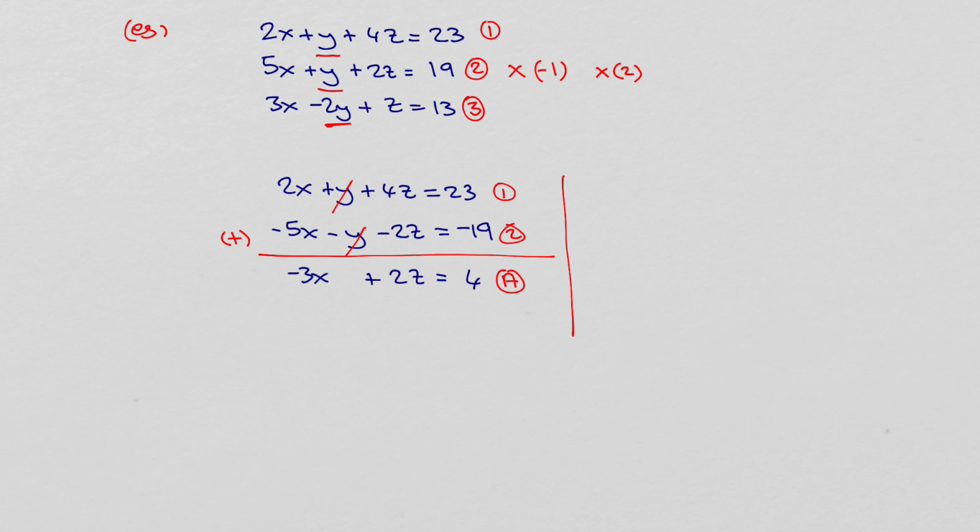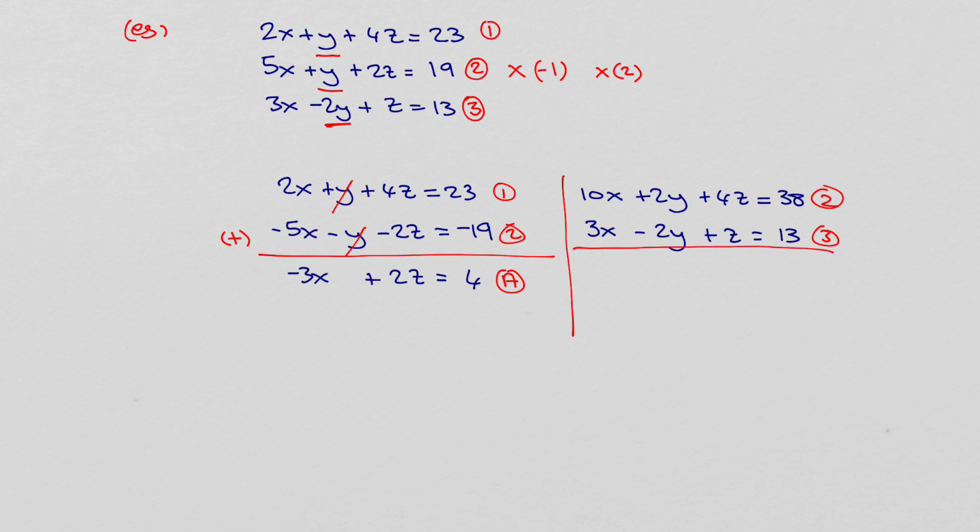So 2 times 5x gives me 10x, 2 times y is 2y, 2 times 2z is 4z, and 2 times 19 is 38. So that's equation 2. And equation 3 stays as it is, because now my y's are the same coefficient but opposite in sign. If it wasn't, we would have to then multiply the second equation by a number so that I would make the two coefficients the same but opposite in sign.